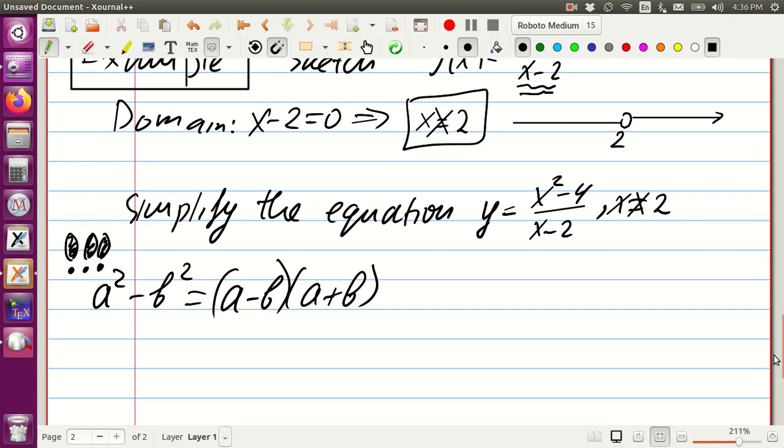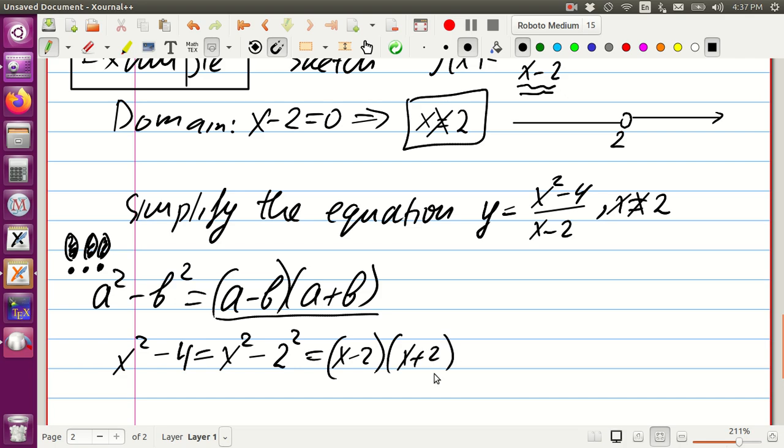Why will it play a huge role over here? Because if we think about x squared minus 4, we can think of it as x squared minus 2 squared, since 4 is 2 times 2. So according to this rule, we can write it as x minus 2 times x plus 2. How does it help us? Let's look again at our function. For the numerator, we can put x minus 2 times x plus 2 divided by x minus 2.